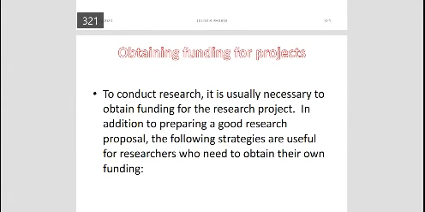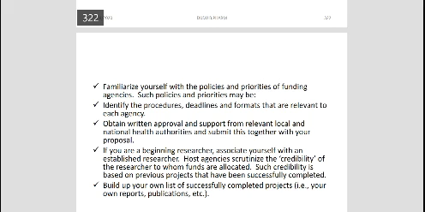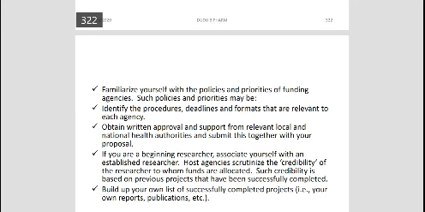Let's see how to obtain funding for projects. To conduct research, it is usually necessary to obtain funding for a research project. In addition to preparing a good research proposal, the following strategies are useful for researchers who need to obtain their own funding. Familiarize yourself with the policies and priorities of funding agencies, so that you can identify the procedure, deadline, and format that are relevant to each agency.